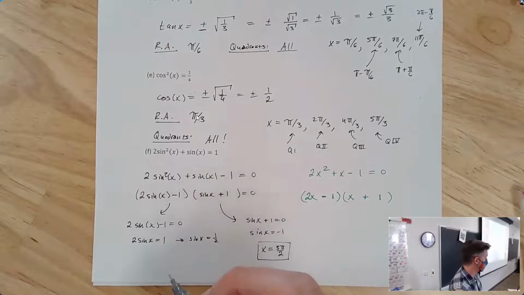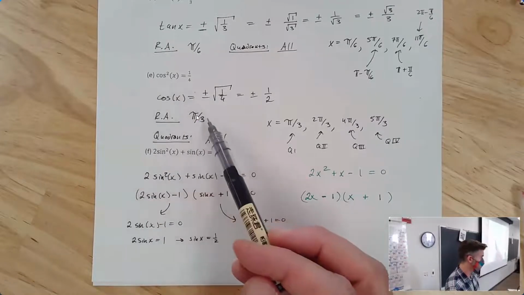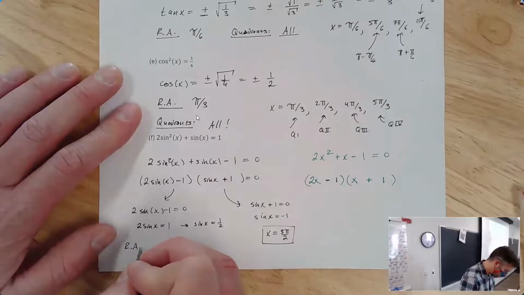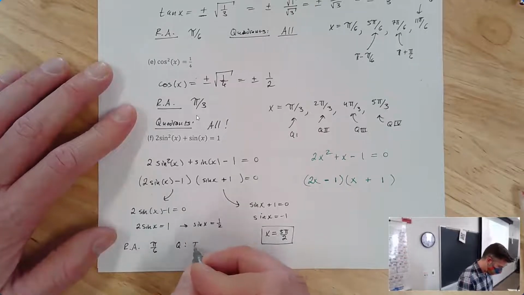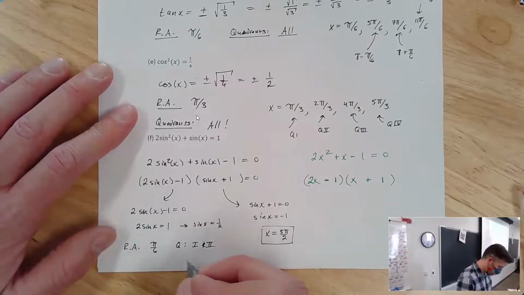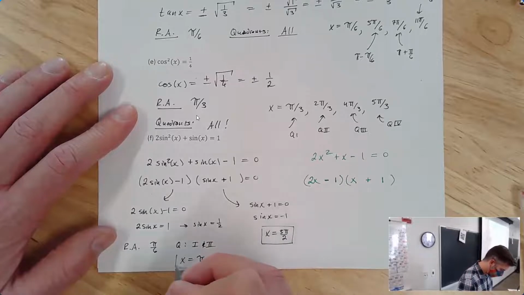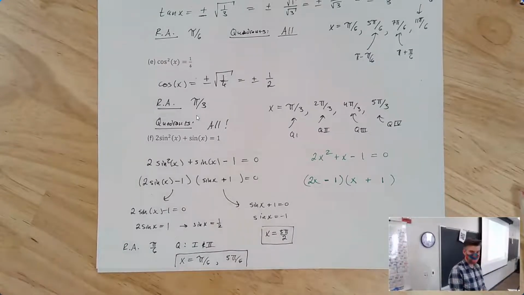So again, I'm looking for the reference angle. The reference angle here is going to be, well, it's not pi over 3 because pi over 3 is where cosine is equal to 1/2. It's definitely going to be pi over 6. My reference angle is pi over 6. And my quadrants, well, I want sine to be positive. That's quadrants 1 and 2. So my angles are actually going to be pi over 6 in quadrant 1 and 5 pi over 6 in quadrant 2. So this equation has 3 answers: pi over 6, 5 pi over 6, and 3 pi over 2.